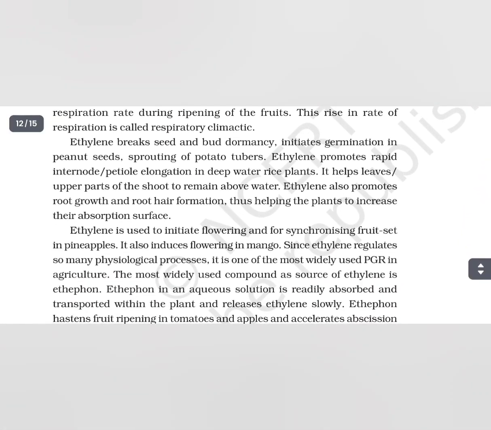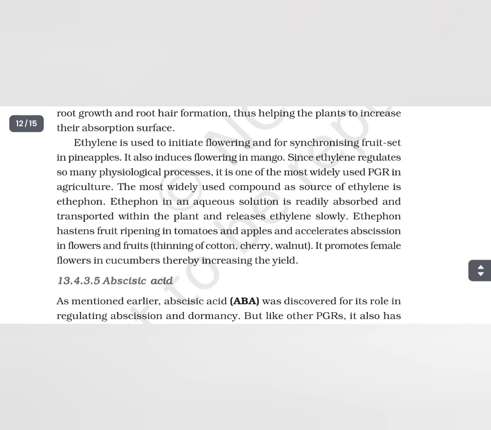Ethylene breaks seed and bud dormancy, initiates germination in peanut seeds, and sprouting of potato tubers. Ethylene promotes rapid internode or petiole elongation in deep water rice plants. It helps leaves or upper parts of the shoot to remain above water. Ethylene also promotes root growth and root hair formation, thus helping the plants to increase their absorption surface. Ethylene is used to initiate flowering and for synchronizing fruit set in pineapples. It also induces flowering in mango.